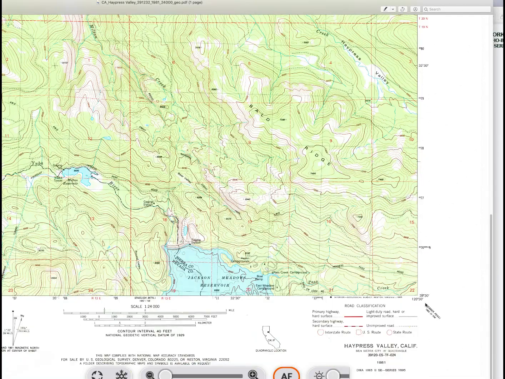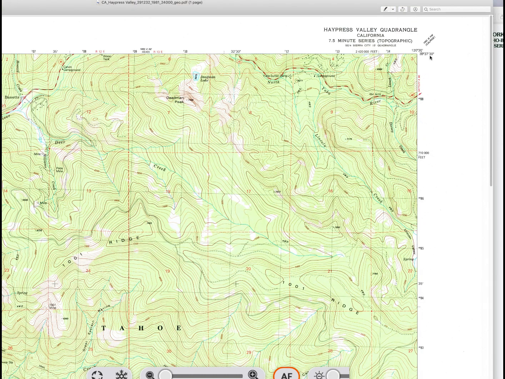And so the bottom of the map, the latitude is 39 degrees 30 minutes. So the top should be 39 degrees, 37 and a half. Let's see, 39, 37 and a half, right? So, or 39, 37, 30 seconds. Remember, 30 seconds is half a minute, right? So this is also 7.5 degrees on east and the west.